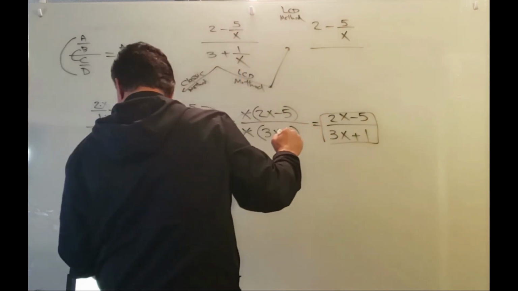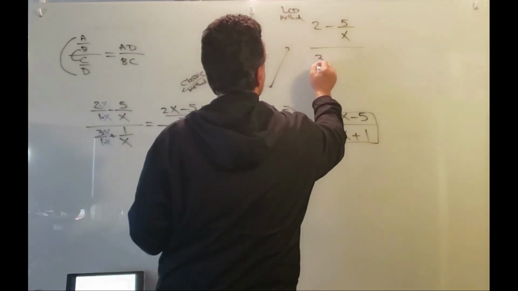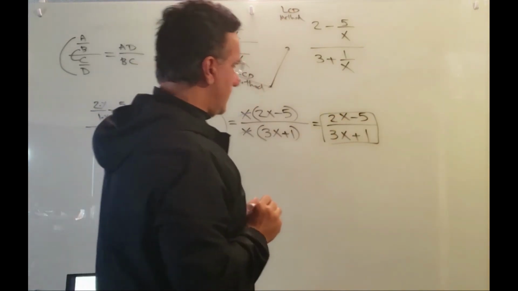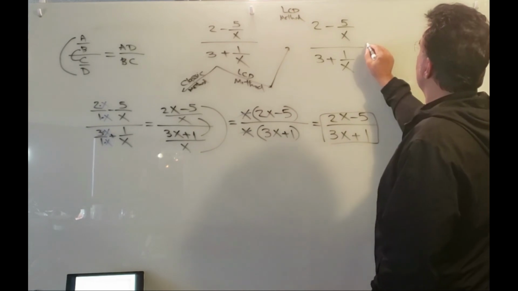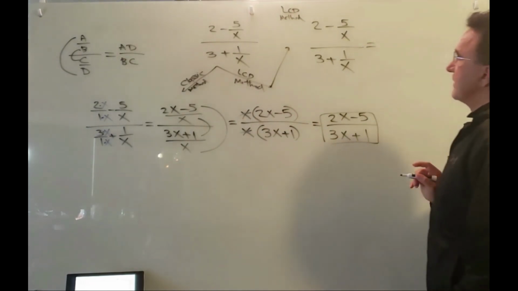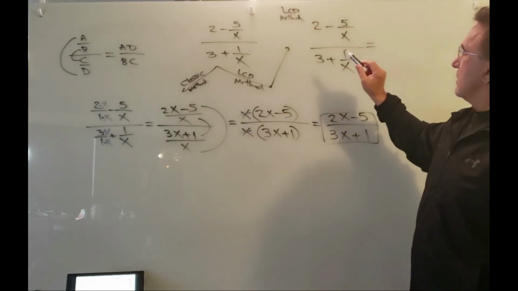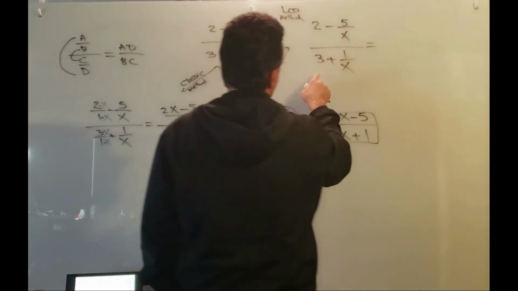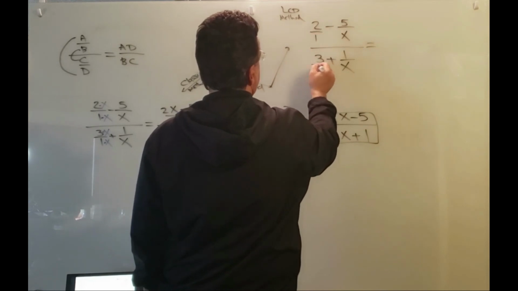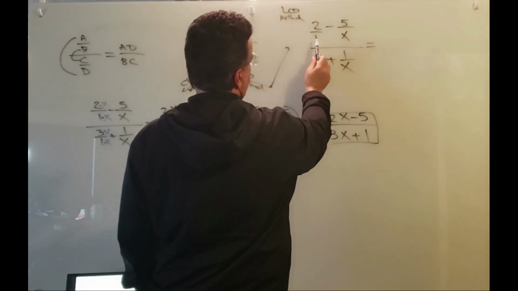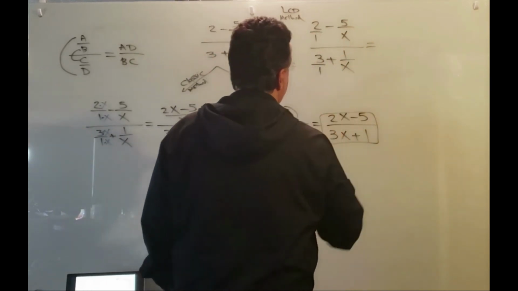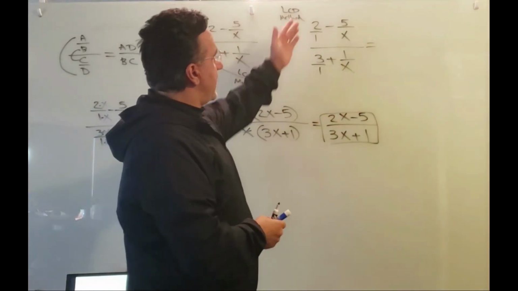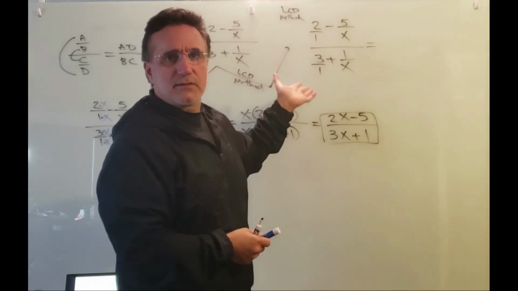So 2 minus 5 over x over 3 plus 1 over x. The same problem, okay? So with this method, what you do is you look at all the fractions in the problem. Remember, you can write these as fractions as well if you like that, right? So the denominators are 1, x, 1, x, right? So what is the LCD for all of those fractions? Notice it's just going to be x.